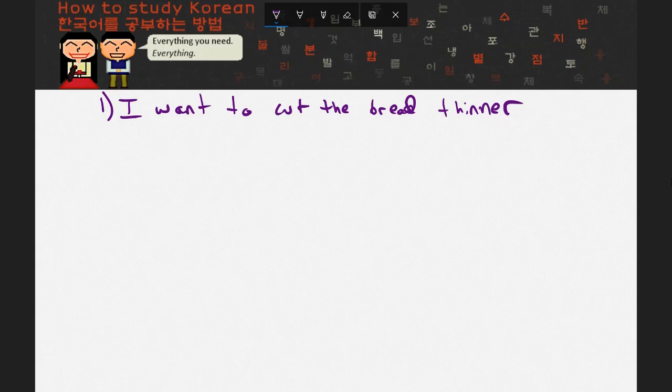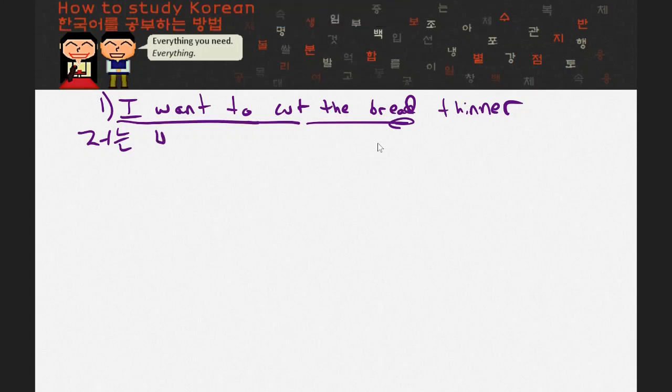Okay, the subject of the sentence is I, so I'm going to start by putting this here. Now, using the knowledge that you've learned in every lesson up until lesson 19, you could very easily create the sentence, I want to cut the bread, and then thinner is sort of what you learned in this lesson. So if I just want to write the sentence, I want to cut the bread, I can easily do that, and I can do that right now for you. The object of the sentence is the bread, so I'm going to include this here, 빵.